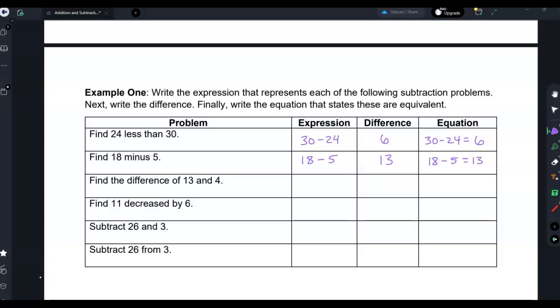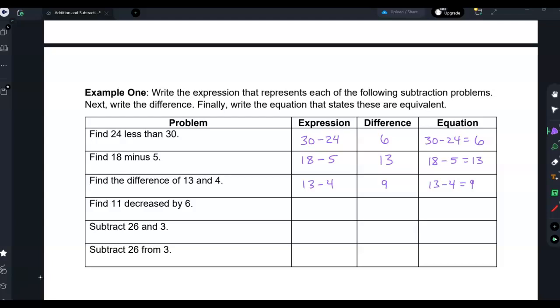Find the difference of 13 and 4. On that one, we're going to stick with the same order. Find the difference of two numbers means I would list whichever one is listed first as my minuend, and then the second number would be my subtrahend. So this would be 9, and my equation would be 13 minus 4 equals 9.